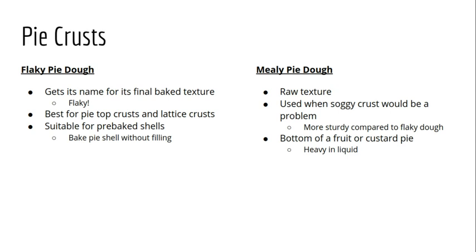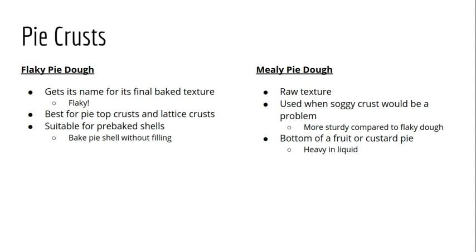So we'll start with flaky pie dough. It gets its name from its final baked texture because your pie dough is going to be really flaky. This is really good for pie top crust and lattice crust, and it's really good for pre-baked shells. Okay, and so that's where you bake the pie shell without filling. We actually call that blind baking.